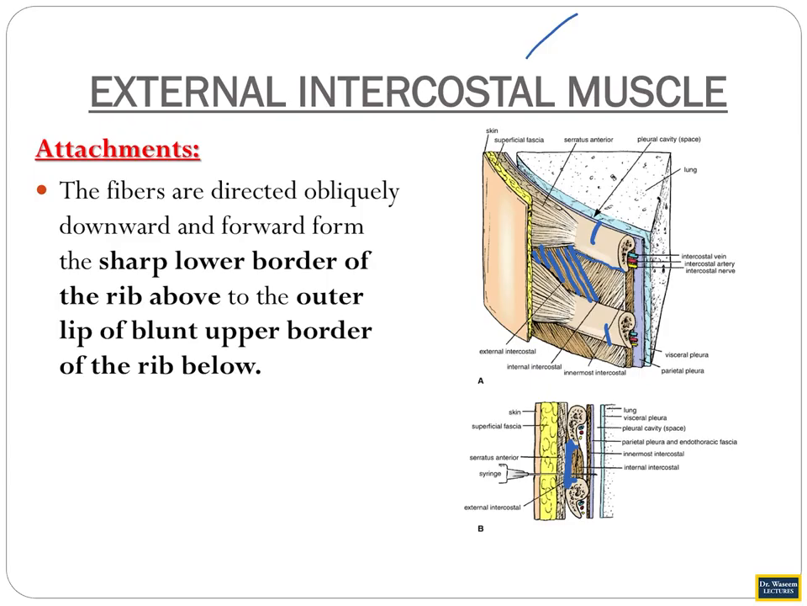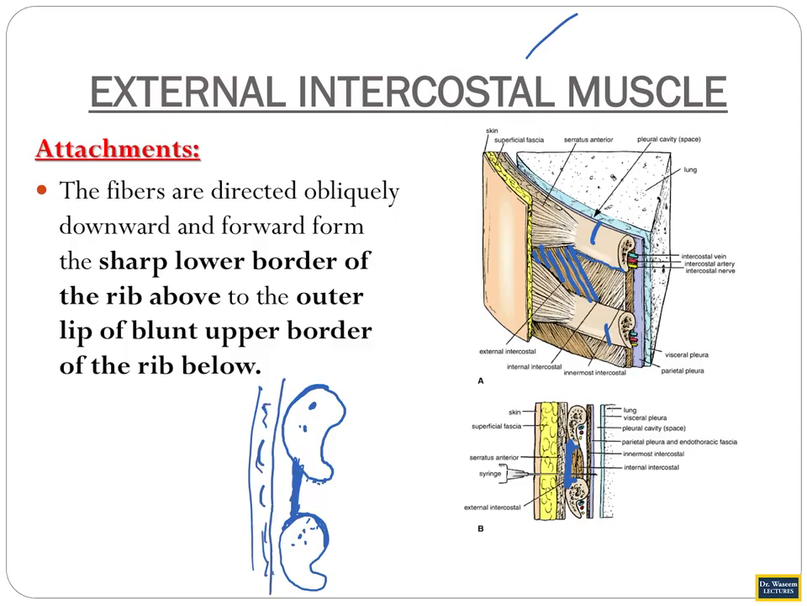So if you are looking at your rib number 1 cut section, and your rib number 2 cut section, it is from the inferior sharp border of this muscle to the outer part of the blunt superior border of the next rib here. Here you see skin, superficial fascia, fatty layer and the membranous layer. So this is the muscle which is called the external intercostal.